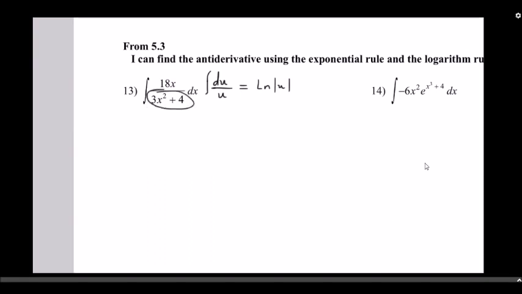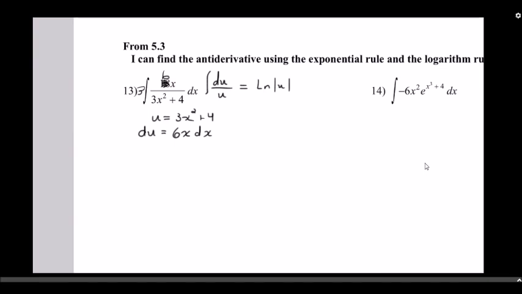So that's the situation we're going to try to set up here. That means this bottom part here, we're going to let equal u, which means the du, or the derivative, is equal to 6x dx. So in the numerator, we have 18x dx. We're pretty close to the 6x dx that we need. What I'm going to do is break up this 18 into a 6 and a 3.